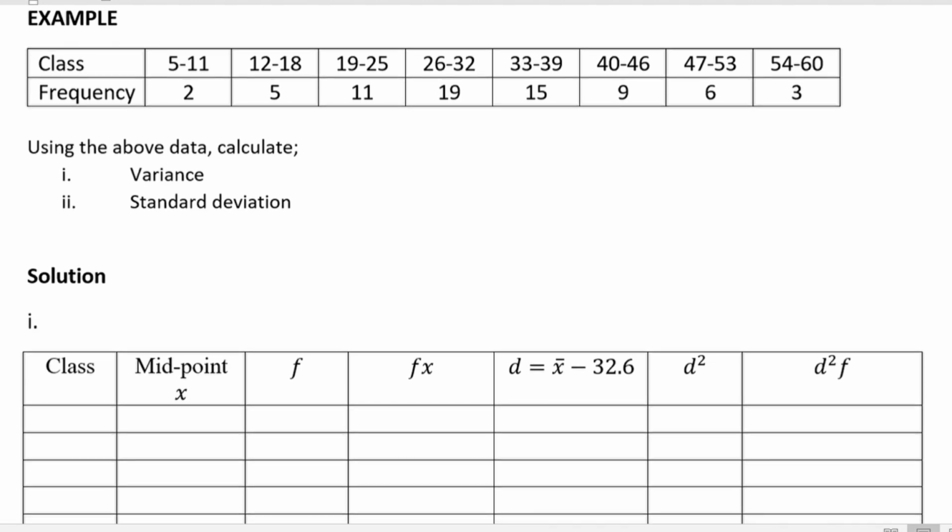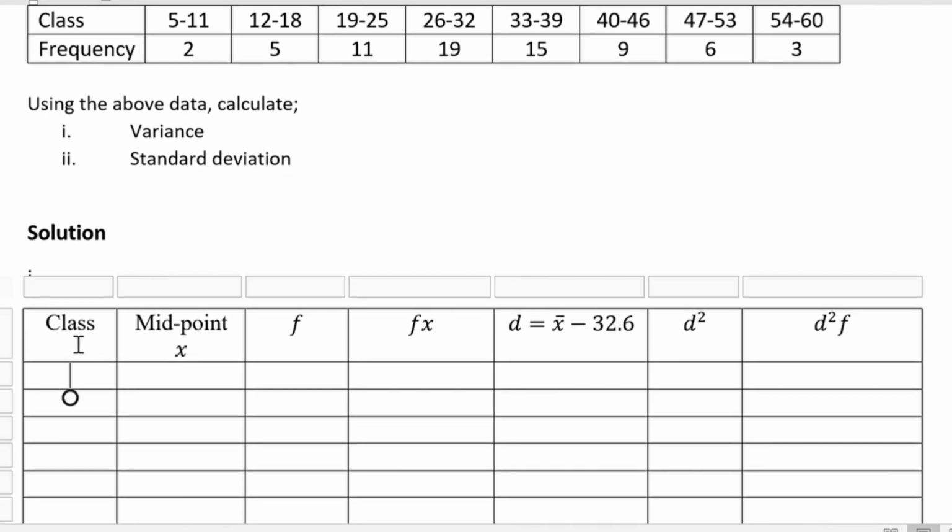And for us to calculate the mean, we need these first four columns: class, midpoint x, f, and fx. Class simply refers to the groups that we have up here, the ones that have been listed across, and the ones that we list down column-wise in this first column as shown.